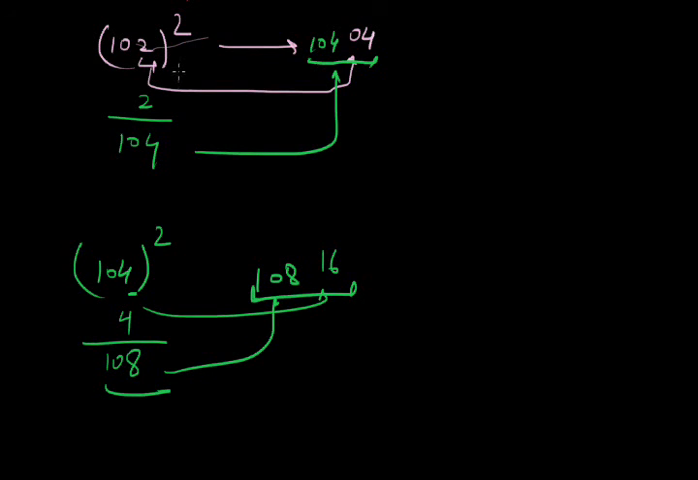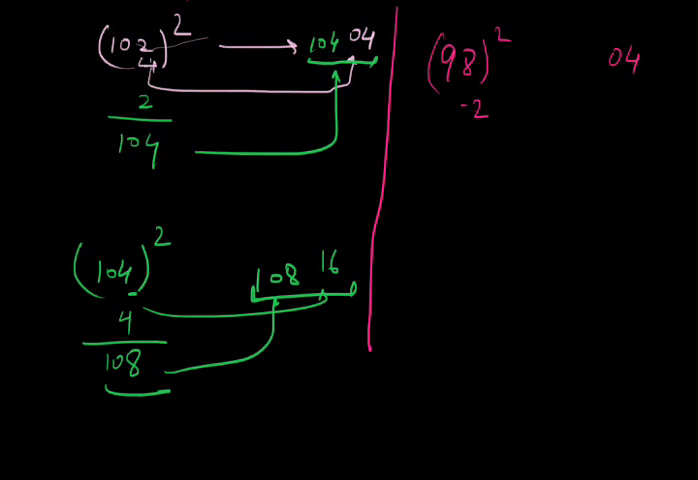Now you are saying that these numbers are more than 100. What about numbers which are less than 100? Let me give you an example here: 98 squared. In this case, the number is 2 less than 100. Now 2 squared, written in 2-digit form, is 04. Because this is 2 less than 100, we subtract the 2 here, whereas earlier we added. 98 minus 2 is 96. 9604 is the answer, right?